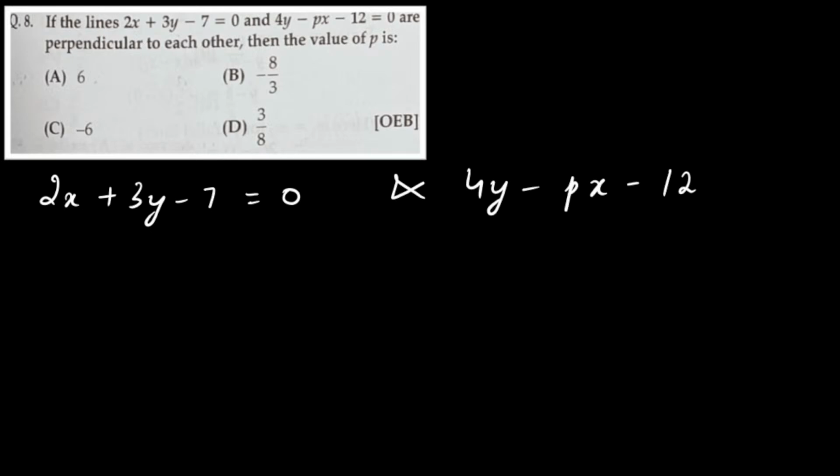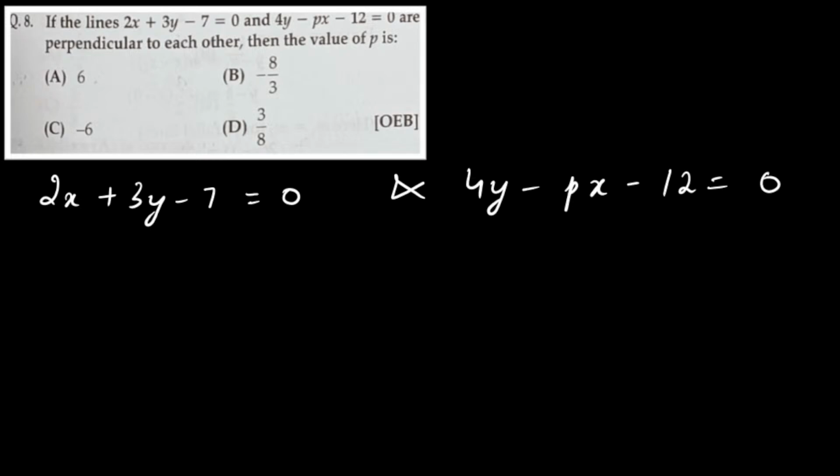Let's do next question now. Question number 8. If the lines are perpendicular to each other. So two lines are given to us, and these two lines are perpendicular to each other. Suppose this is the first line: 2x plus 3y minus 7, and I have another line, 4y minus px minus 12 is equal to 0. So these two lines are perpendicular to each other.